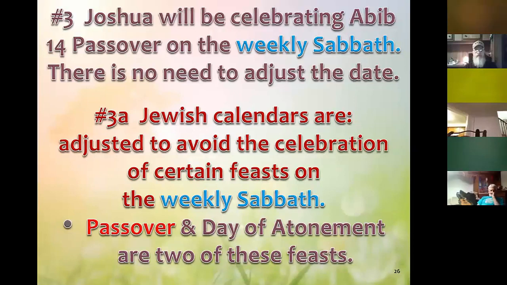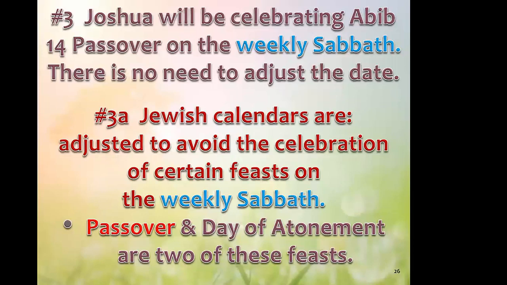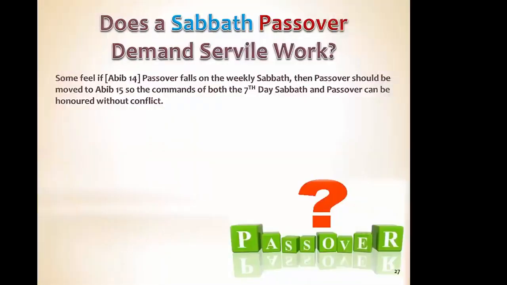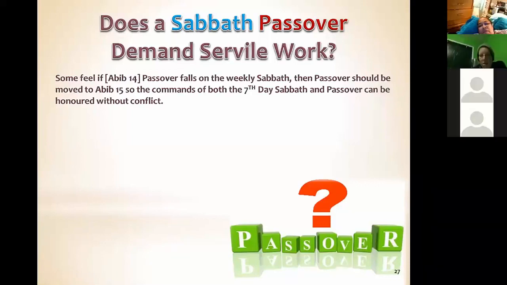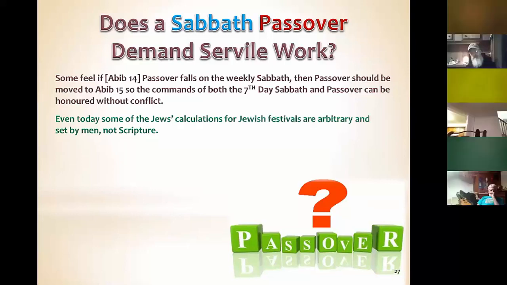They will adjust the calendar and put Passover and Day of Atonement on other days before or after. But there is no scriptural documentation to do any such thing. But the question is, maybe we should move Passover, because doesn't the Passover demand servile work and have to be doing things that you shouldn't be doing? That's what some people feel, that if Passover falls on a weekly Sabbath, you really should move it to Abib 15 so that the commands for the seventh day Sabbath and Passover can be all honored without any conflict at all. We'll just move it and make it convenient, right?